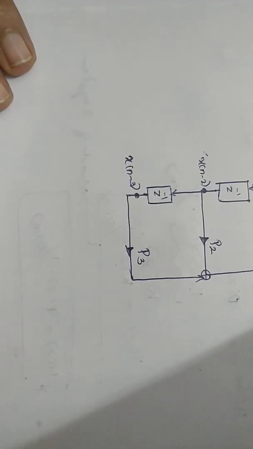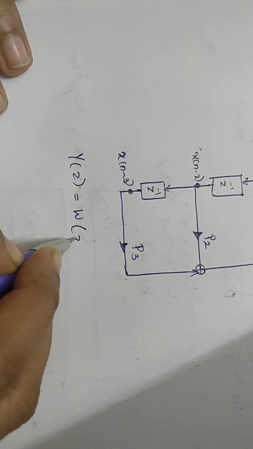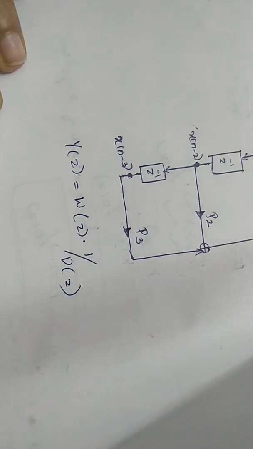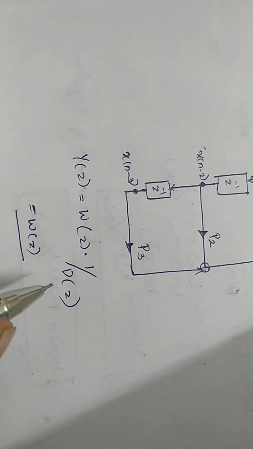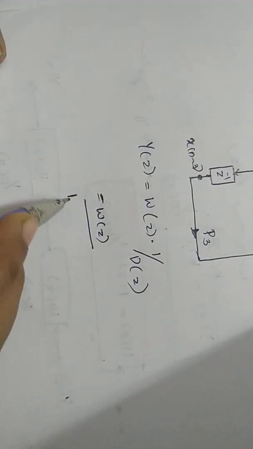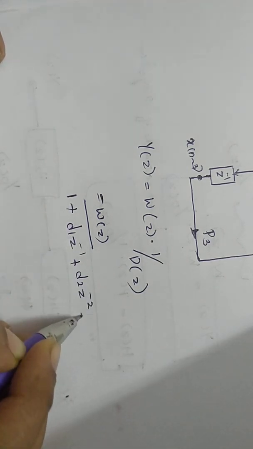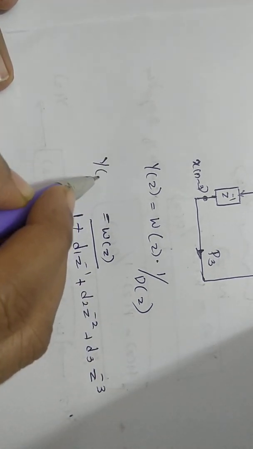So y of z is equal to w of z into 1 by d of z, the denominator term of the transfer function. What is the denominator term of the transfer function? That is 1 plus d1 z inverse plus d2 z raised to minus 2 plus d3 z raised to minus 3. Okay, which is equal to y of z.